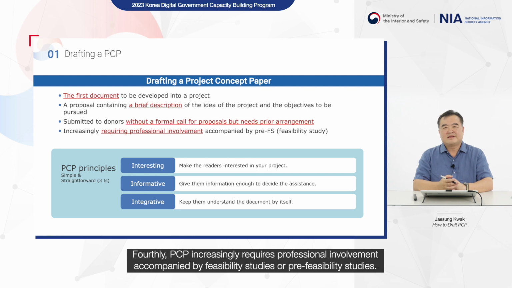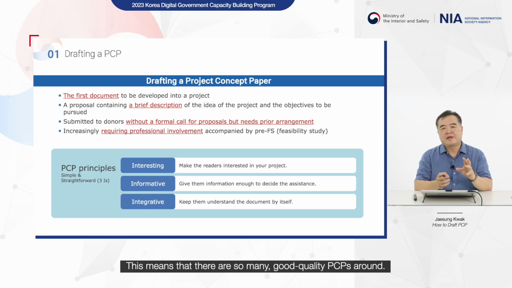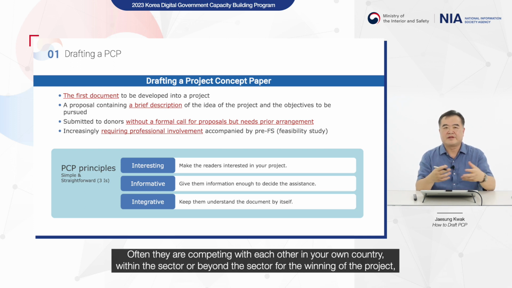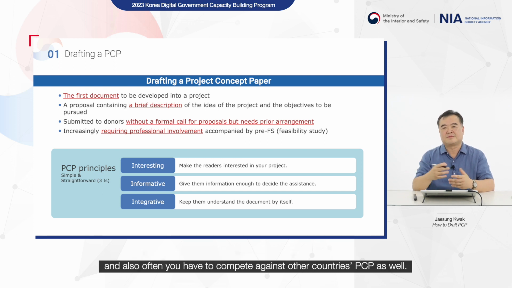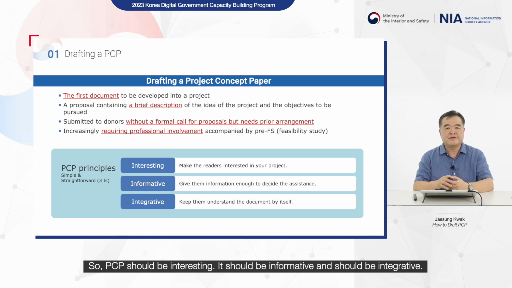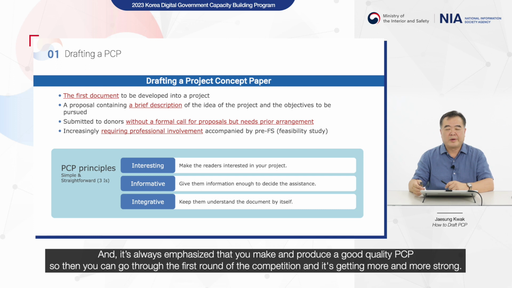Fourthly, PCPs increasingly require professional involvement accompanied by feasibility studies or pre-feasibility studies. This means that there are so many good quality PCPs around. They are often competing with each other in your own country, within the sector or beyond the sector, for winning the project. And often you have to compete against other countries' PCPs as well. So when you make a good concept, then you are more likely to be selected. So a PCP should be interesting, informative, and integrative. It's always worth emphasizing that you produce a good quality PCP so that you can go through the first round of the competition. And it's getting stronger and stronger.